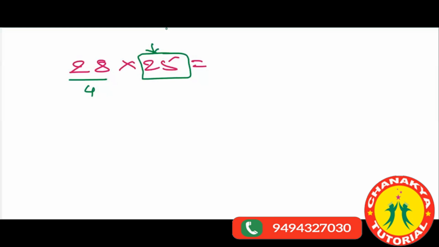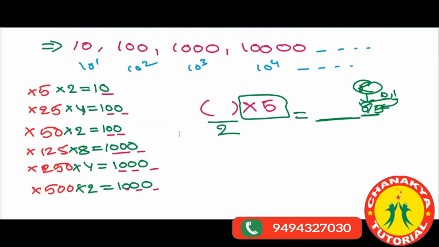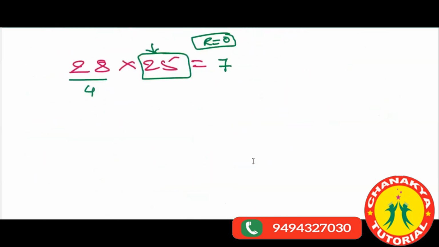28 by 4, the quotient is 7. 7 is the quotient with remainder 0. And the last digit or last 2 digits? Last 2 digits. See this one. In case of 25, we got 100. 100 consists of 2 zeros, which means we have to keep the last 2 digits. And those 2 digits will simply be 0, 0 because the remainder is 0.